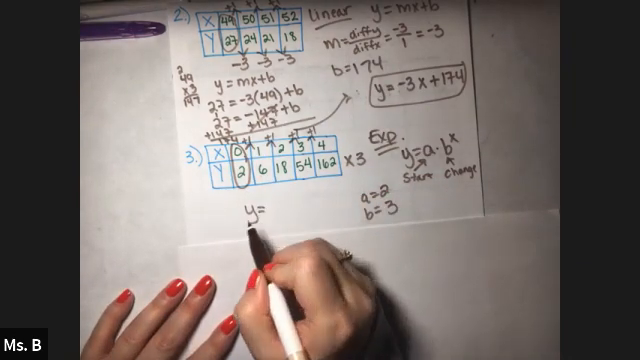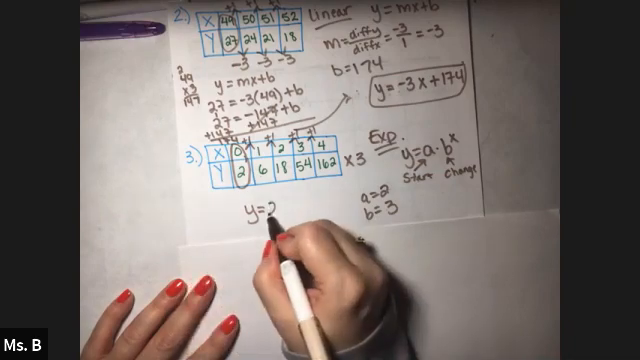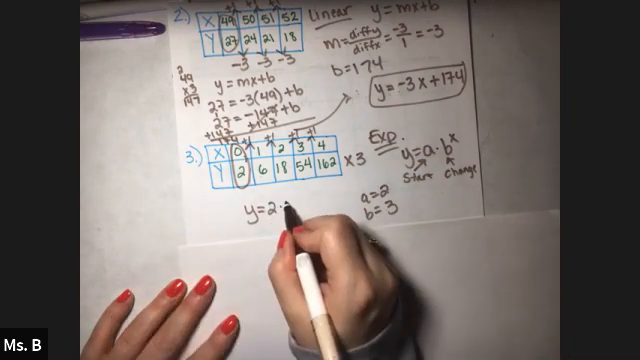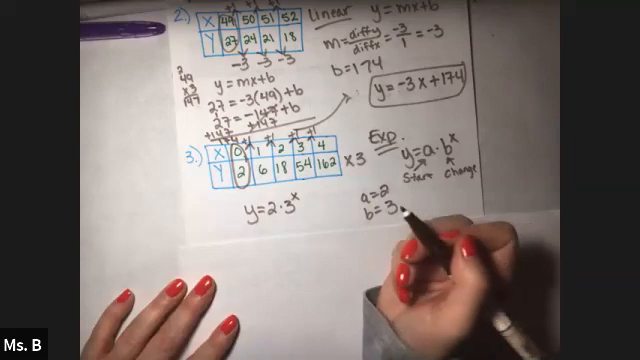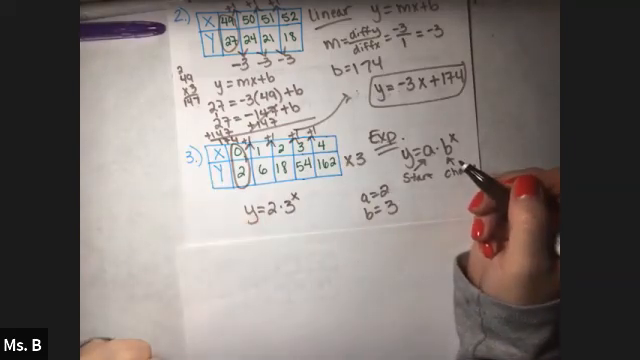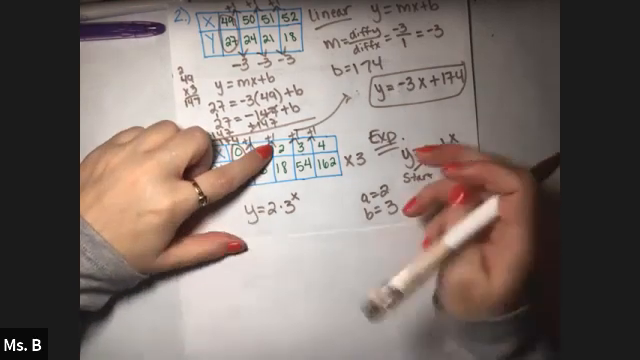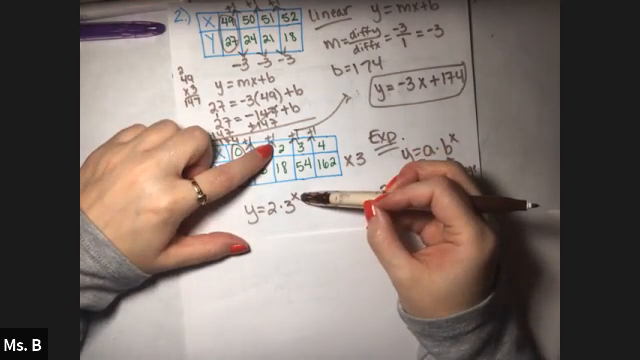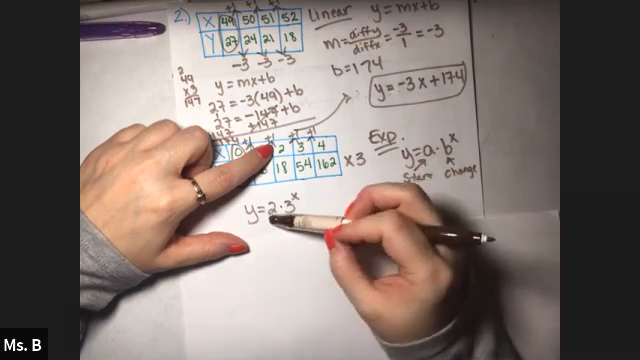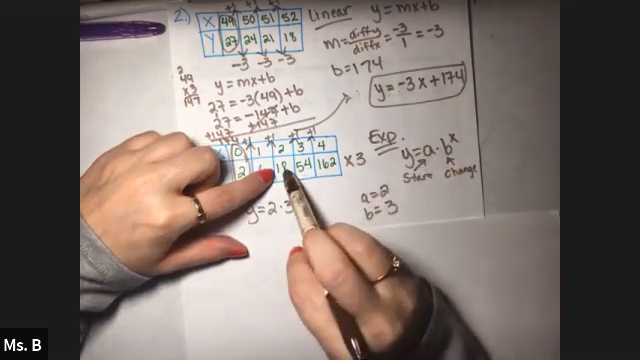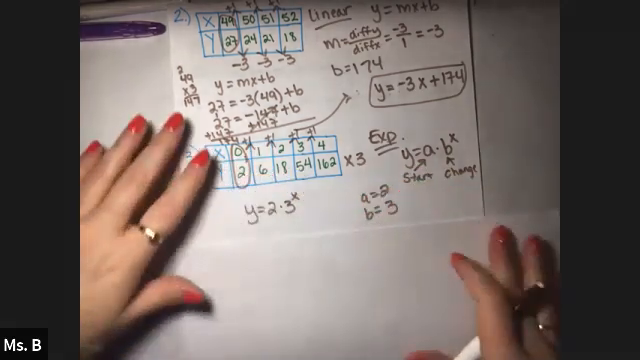Y equals our a, which we said was 2, times our b, which we said was 3, raised to the power of x. And again, you can pick any set of points in there to plug in and make sure you get the right answer. So if you pick 2, 3 to the second power is going to give you 9. 9 times 2 gives you 18, and that's what we wanted. So we're good to go.